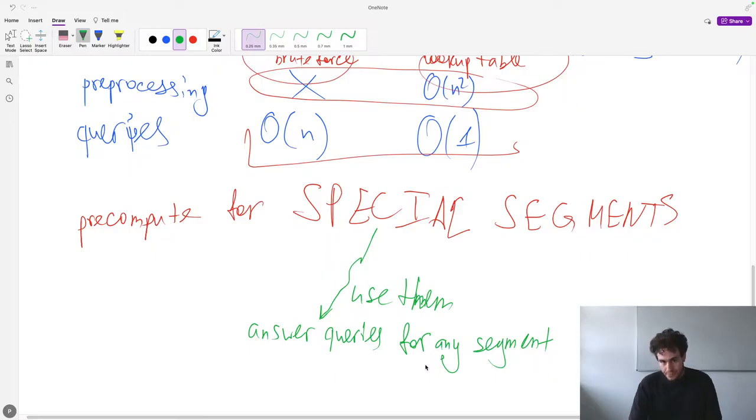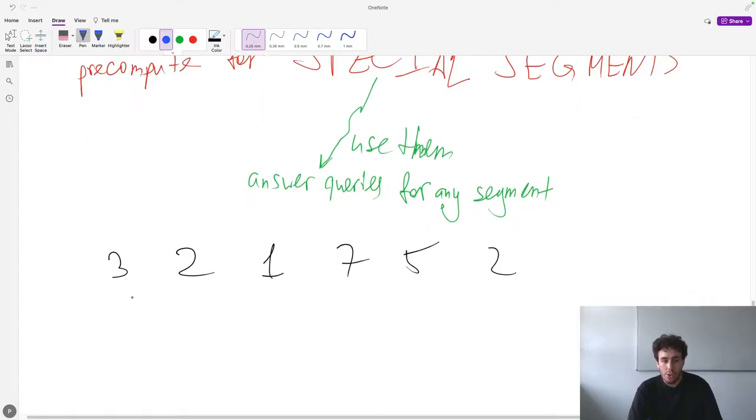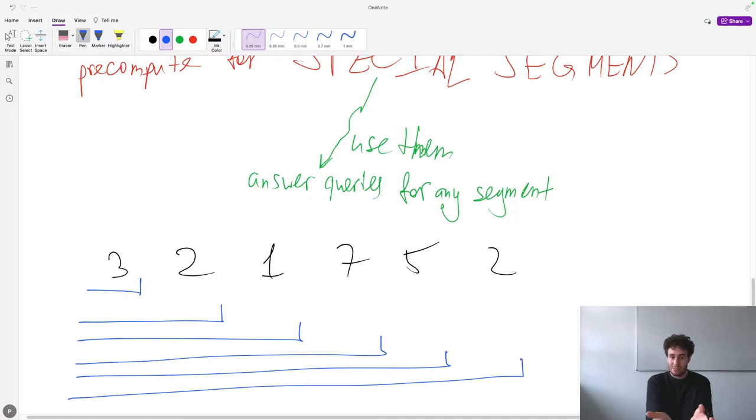What do I mean? For example, if you have prefix sums, right? Let's draw some array again. 3, 2, 1, 7, 5, 2. I store sums for all prefixes. This is basically the definition of prefix sums. And these are some kind of segments. I store n different segments. And if my operation is invertible, that's enough, because every kind of segment can be interpreted as the difference between two prefixes.